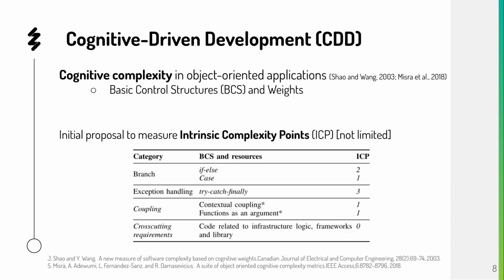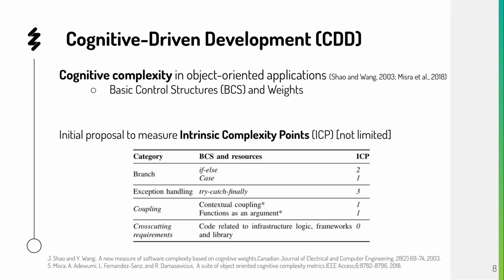Regarding the cognitive complexity measurement, we realized that it would be necessary to define a relation between intrinsic complexity points and software metrics. Recent studies in this field take into account basic control structures and corresponding weights in terms of understanding effort. Based on Misra's work, some categories for the metrics were extended, as can be seen in this table. The goal here is only to provide a notion of how to calculate the intrinsic complexity points from the source code. Here we have the following categories: branch, exception handling, coupling, and cross-cutting requirements.